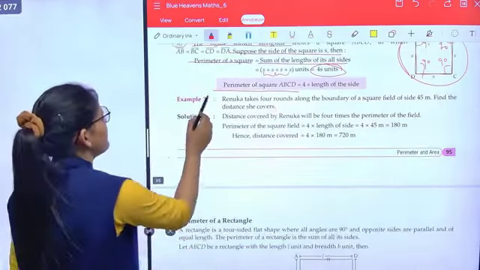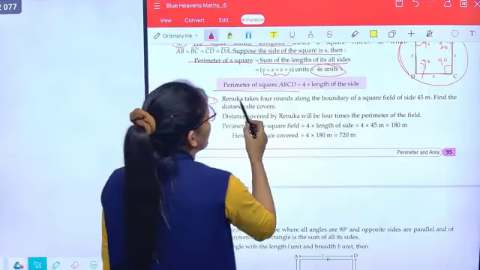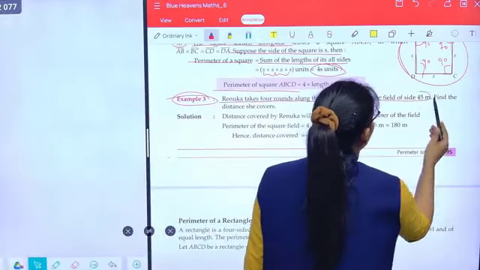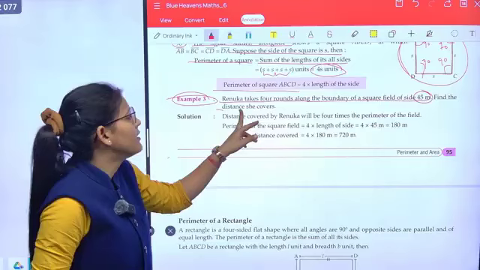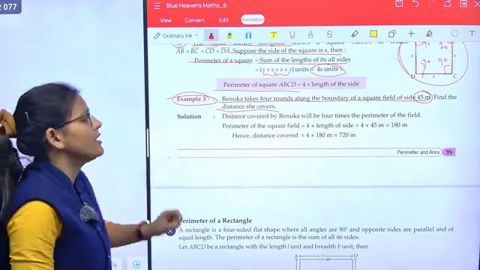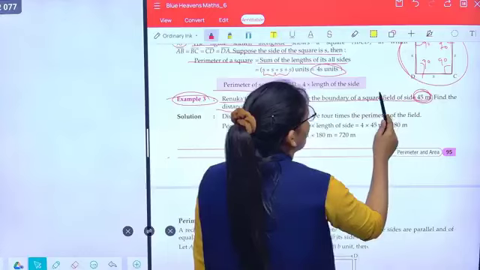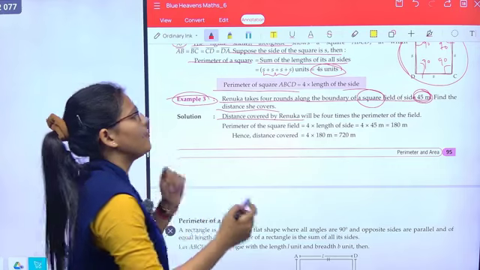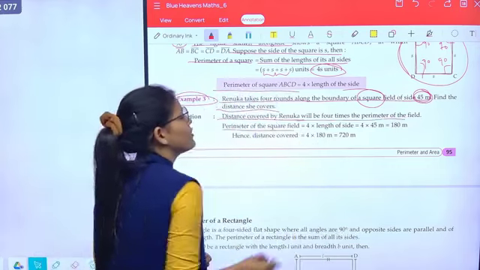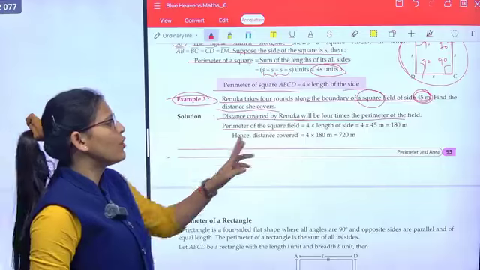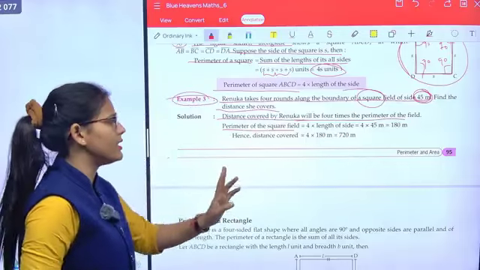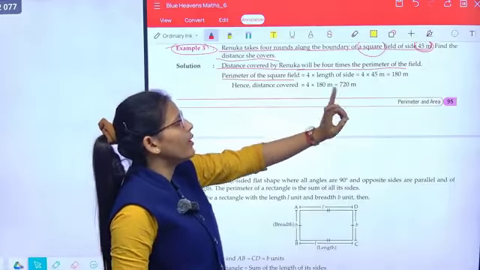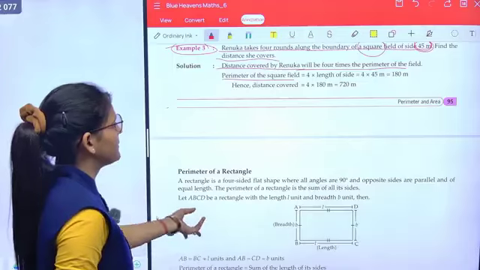Understand, class? Example number 3: Renuka takes 4 rounds along the boundary of a square field of side 45 meter. Find the distance she covers. Class, 45 meter, and what is the field? Square. So distance covered by Renuka will be 4 times the perimeter of the square field. Perimeter is 4 into length of side, that is 4 multiplied by 45 meter, equal to 180 meter. Hence distance covered by Renuka is 720 meters. Okay.